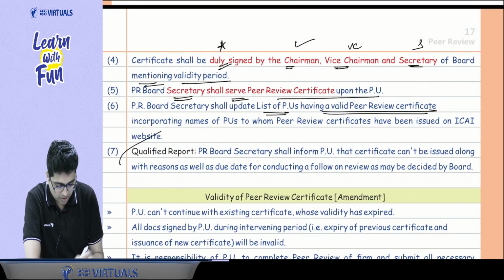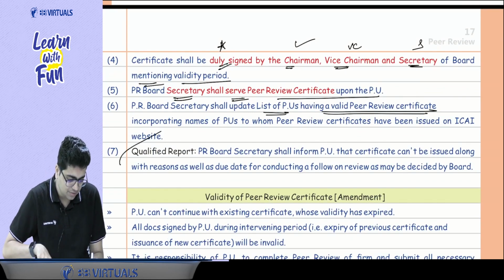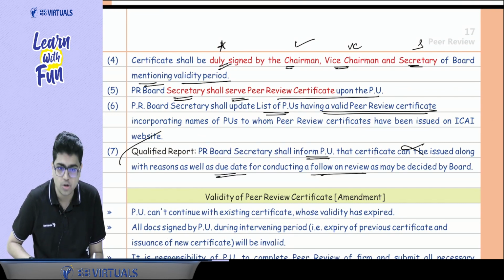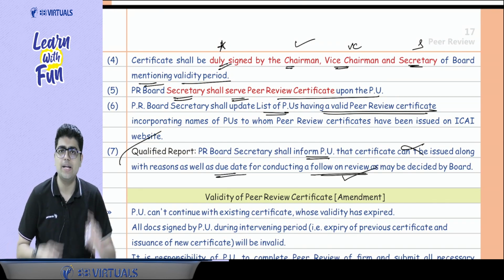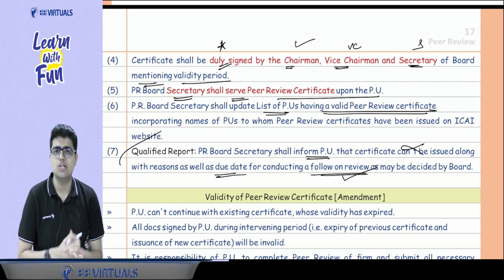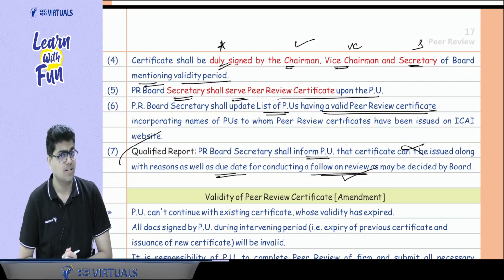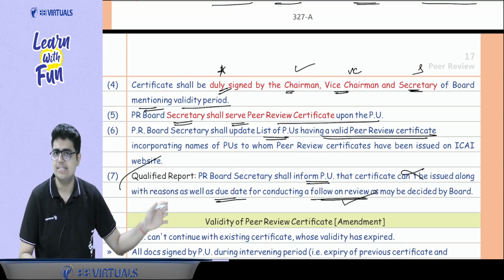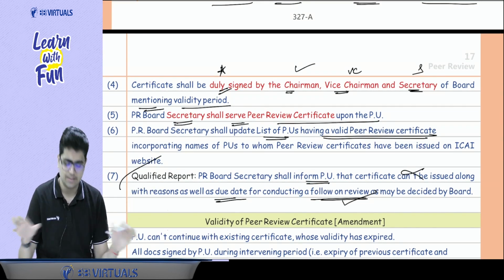In case it is a qualified report, secretary shall inform practicing unit that the certificate cannot be issued in this case, with reasons along with the due date of follow-on review. When can the follow-on review happen? After 1 year, but it can be reduced to 6 months. Not more, not less than that, from the date of receipt of report. I hope these points are clear. Very easy points. Just read them once or twice. That will be all clear.